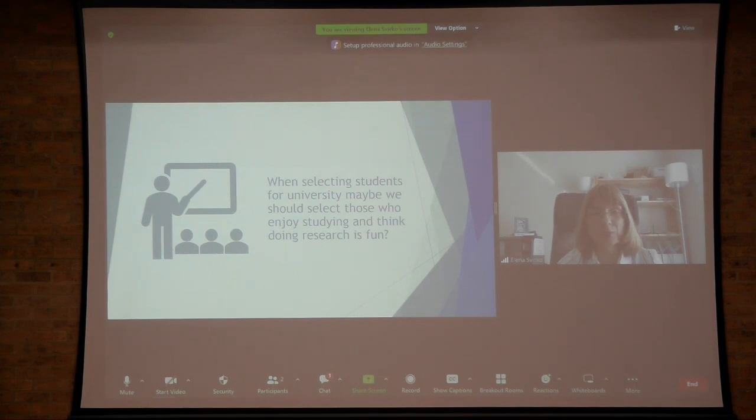But from the results that we found with approach to learning, maybe selecting students for university should be based on those who will enjoy studying and who think that doing research is fun. So maybe that way we'll find students who will be really successful.